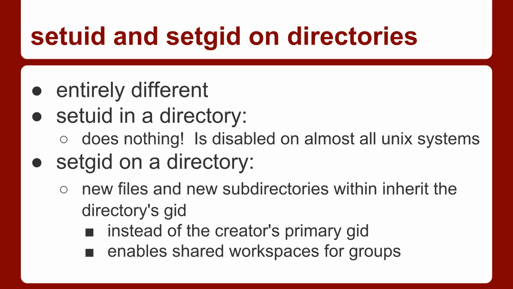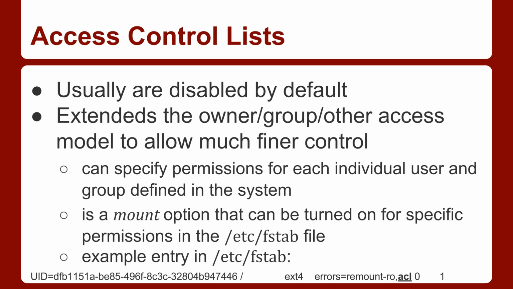As a side note, it's important to note that setuid and setgid on directories act entirely differently. Setuid does nothing on a directory. It's usually disabled or an invalid operation. Setgid, however, makes it so that any new files and any new subdirectories and anything recursively inside it all inherit the GID provided.